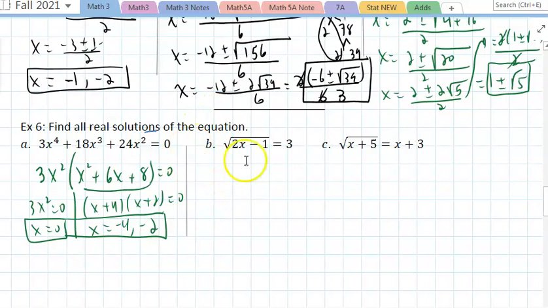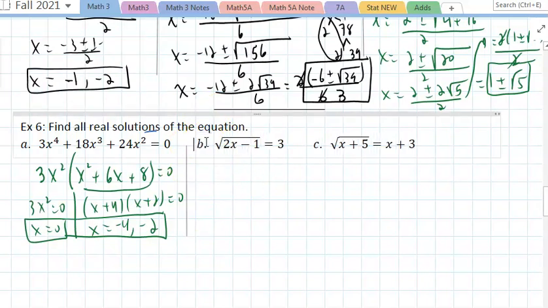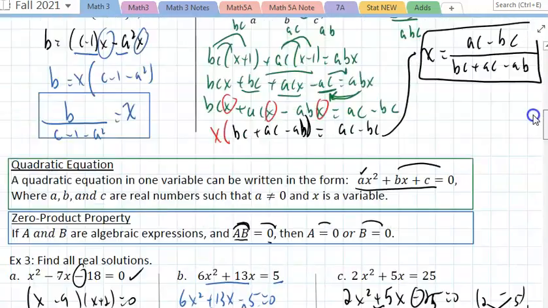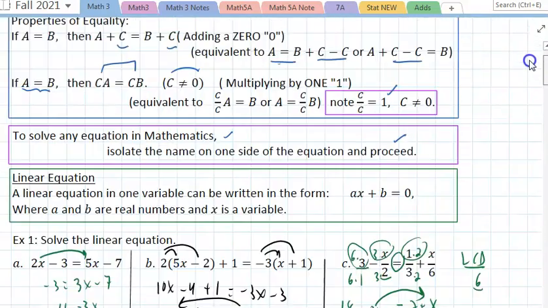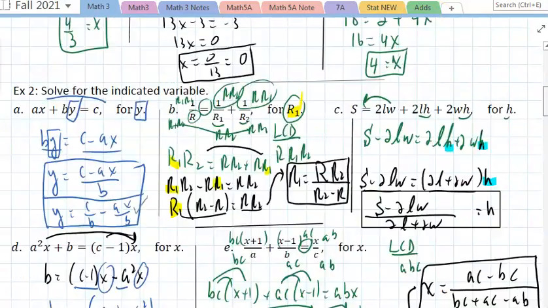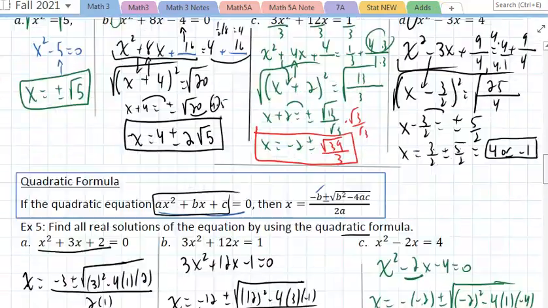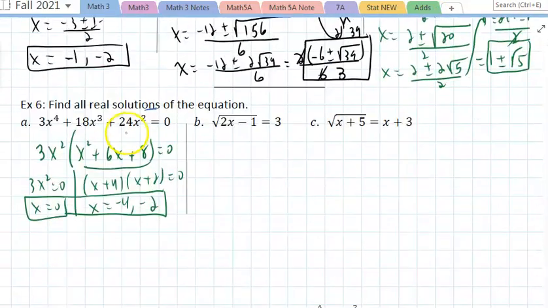This is a radical equation. You solve a radical equation. So how do you solve an equation in math if you recall? You isolate the variable by itself. When you say I have a radical equation, you isolate the radical on one side, everything else on the other side. In the first part A, I had a polynomial. I isolated the polynomial on one side, everything else on the other side. Here, I isolate the radical on one side, but it's already isolated.